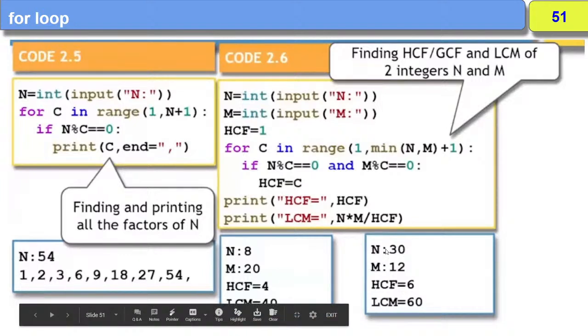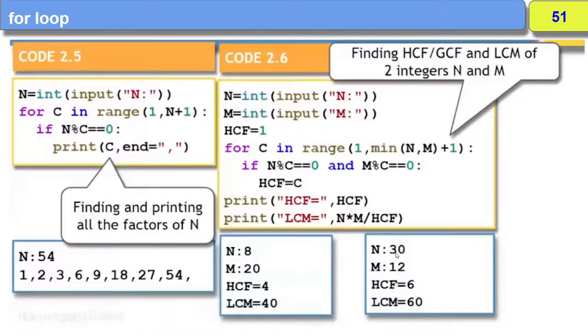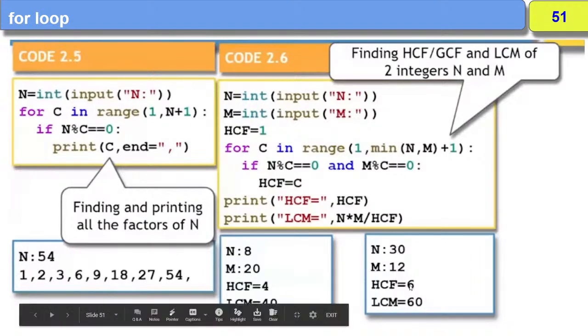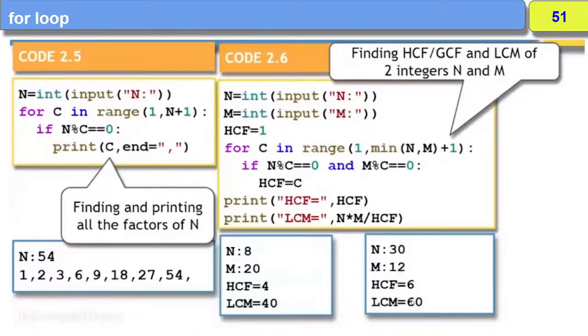Similarly, if you take n as 30 and m as 12, whatever HCF is formed, because 6 can divide 30 and 6 can divide 12, this is the highest value which can divide both the numbers 30 and 12. So multiply these two integers and divide by 6, you'll get the LCM. Any question?